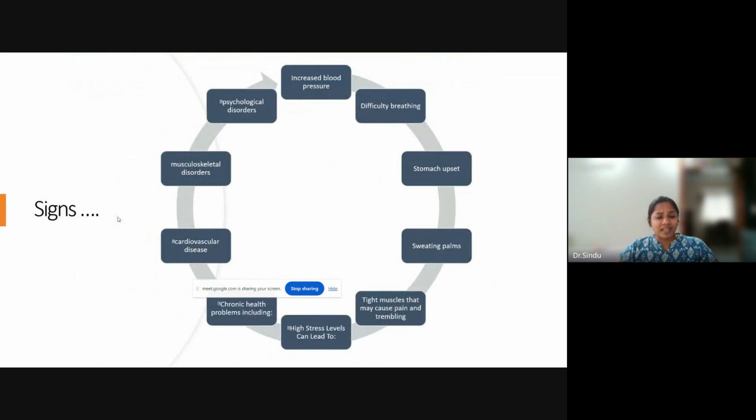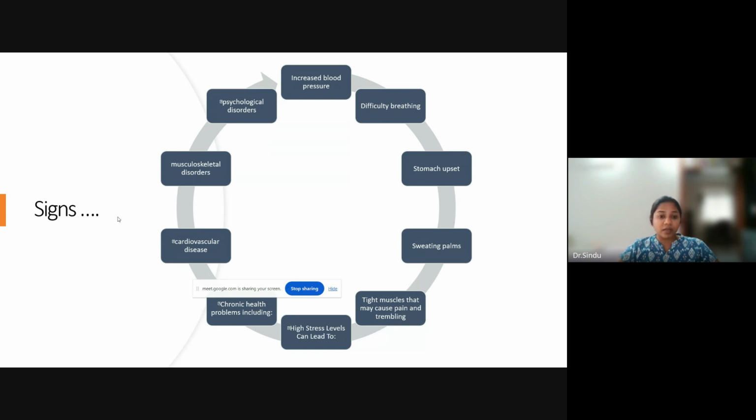So what are the signs when you feel stressed? These are all signs that are part of stress management. The first one is psychological disorders. What is meant by psychological disorders?